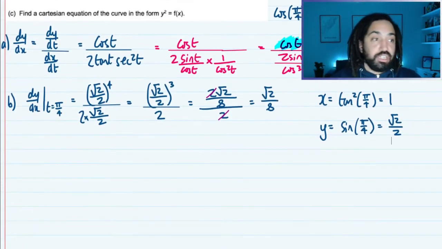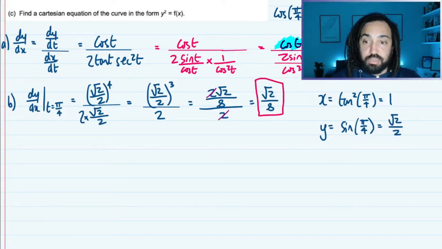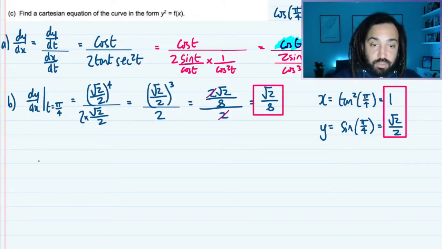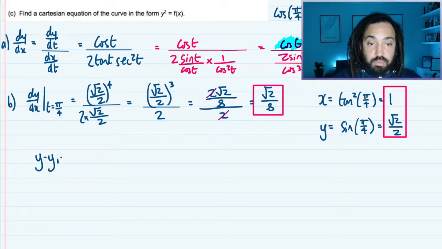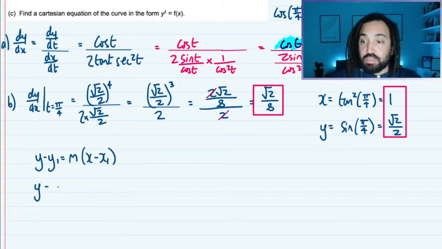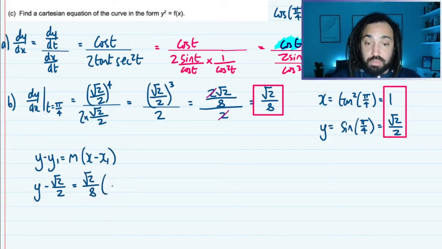Fantastic. So we've got all the ingredients now to find the tangent. We've got the gradient at the point, and we have the point itself. So we should be good. My favourite formula for a straight line is y minus y1 equals m(x minus x1). So we say y minus the y coordinate at the point, which is root 2 over 2, is equal to the gradient multiplied by x minus the x coordinate.